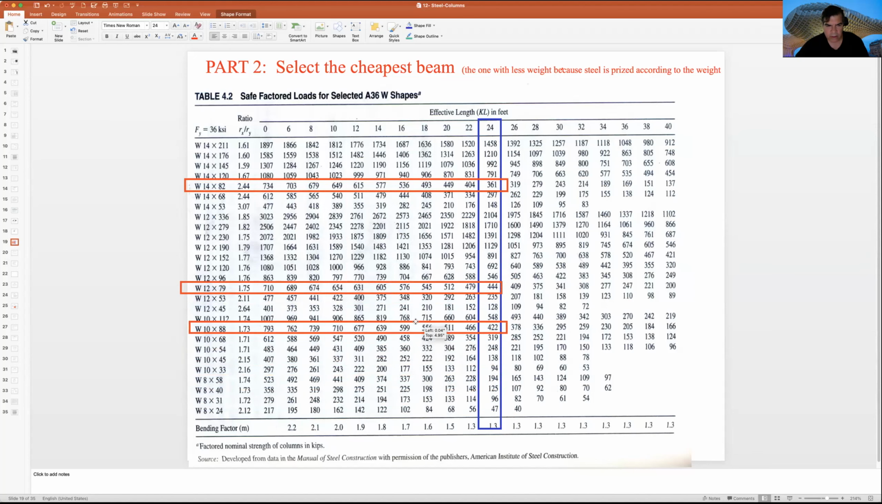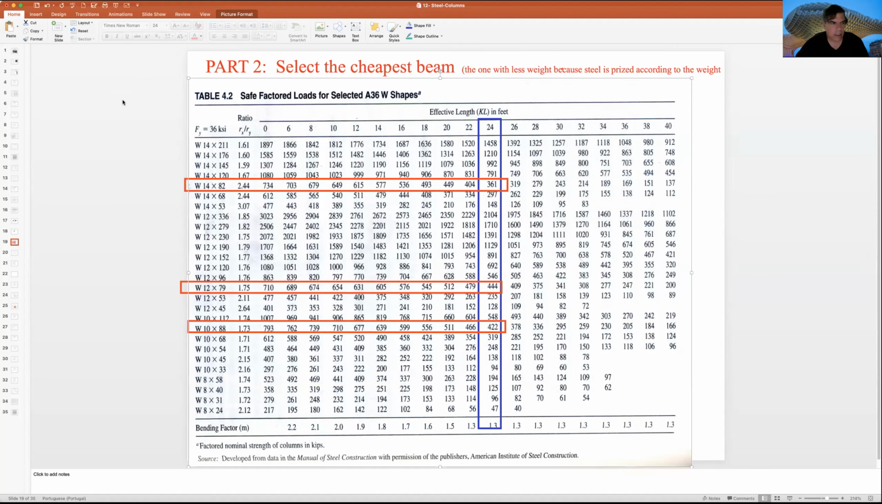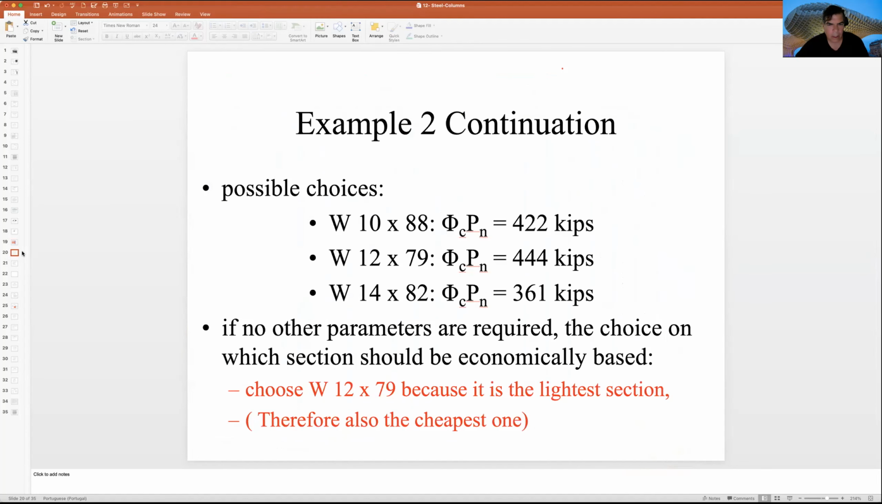Well, we have already our candidates, and we want to know which one we will choose. Obviously, the one that has less weight, 12 by 79. And you have all the explanation just in the next slide. The possible choice, and if no other parameters are required, the selection should be the one that is cheaper, 12 by 79.